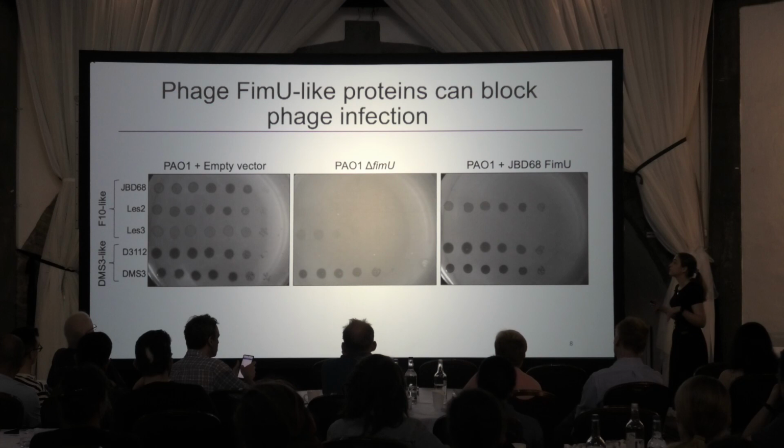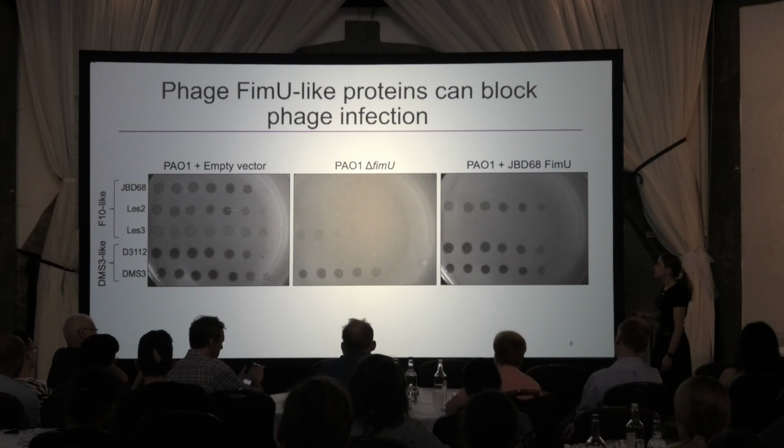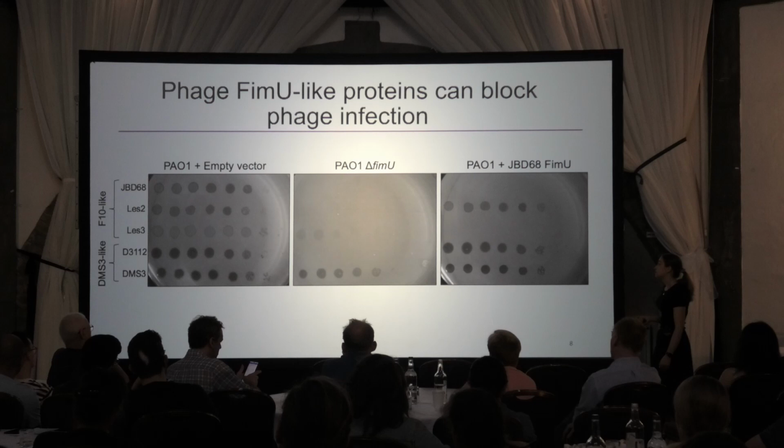Now, starting over here, you can see that all the phages that I tested are able to infect PAO1. But in the absence of FIMU, we get a loss of infection of JBD68, LES2, and LES3, so the F10-like phages, as well as D3112, which is a phage that's very similar to DMS3. It seems to have one canonical pilus binding protein. And the plaque efficiency of DMS3 also does decrease.